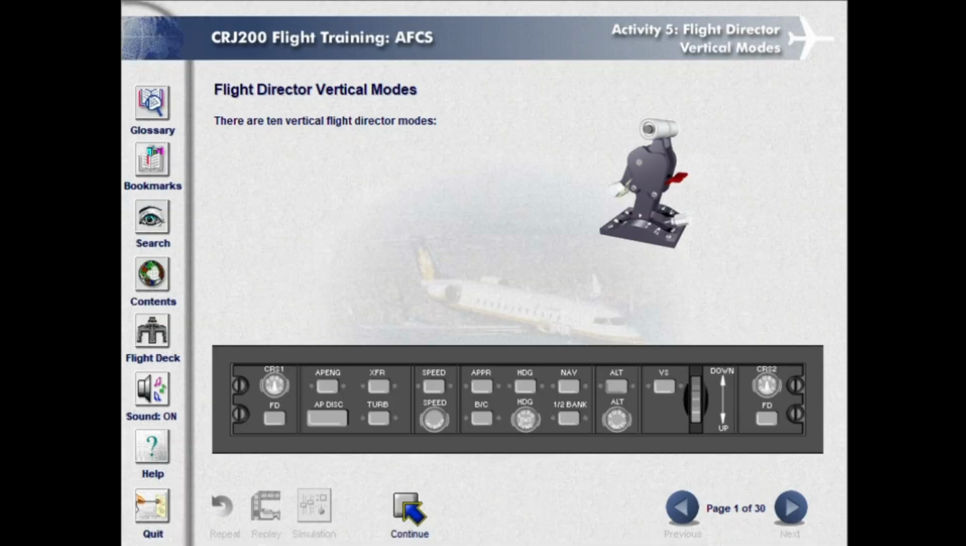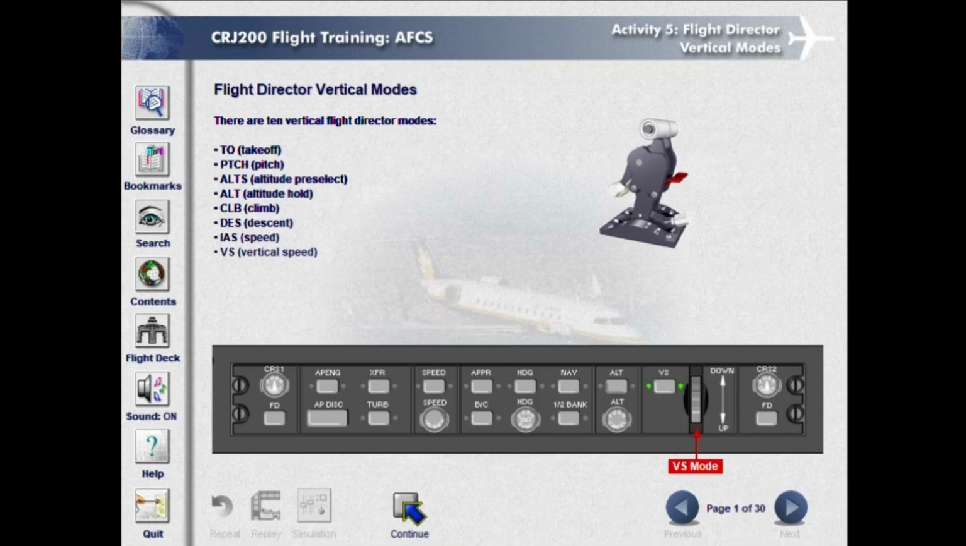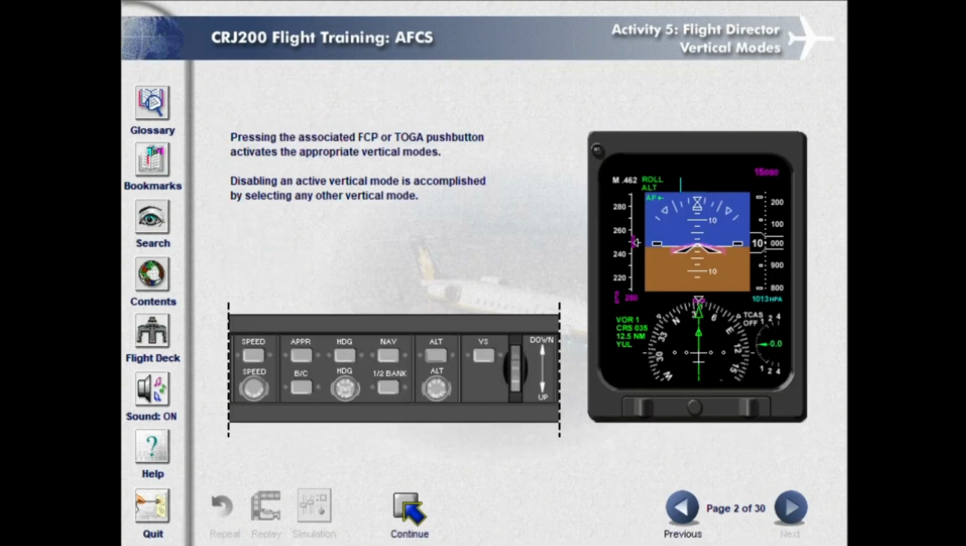Flight Director Vertical Modes. There are 10 vertical Flight Director modes: Takeoff, Pitch, Altitude Preselect, Alt-Hold, Climb, Descent, Speed, Vertical Speed, Glide Slope, Go Around. Pressing the associated FCP or TOGA push button activates the appropriate vertical modes. Disabling an active vertical mode is accomplished by selecting any other vertical mode.